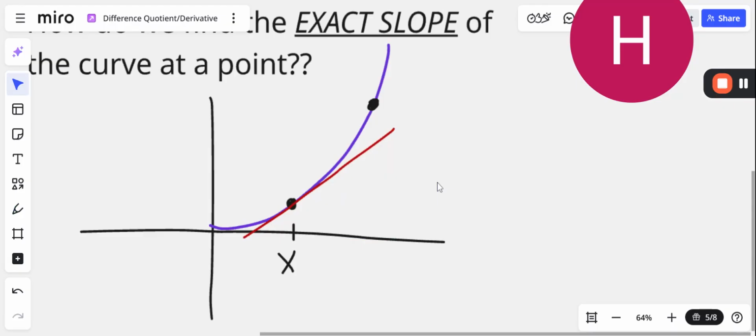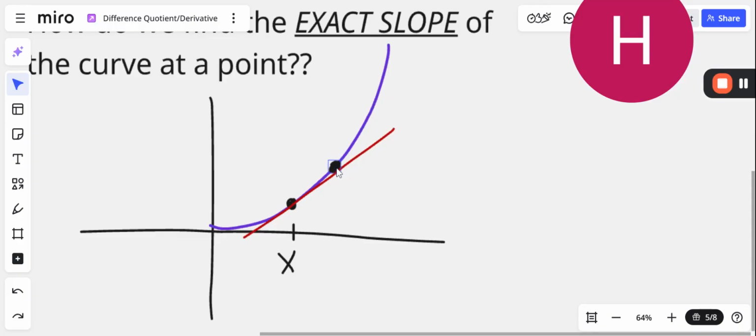So how do I get this average slope? I'll draw the average slope again. How do I get this average slope to become the exact slope? Well, what I have to do is move this point closer.